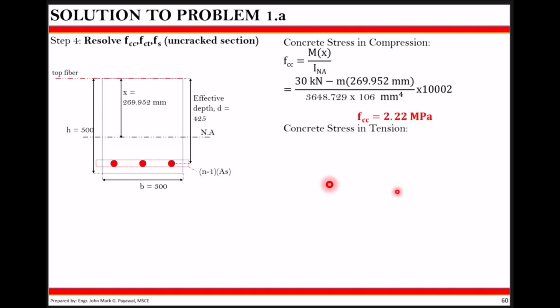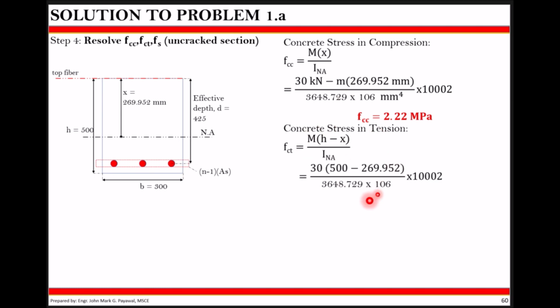Next value would be concrete stress in tension. fct is equal to M multiplied by h minus x over INA. Putting the values, this is my new equation. Again, the correction factor would be 1000 squared. This is not 1000 times 2. This should be 1000 to the second power. Putting these values and computing for fct, we would result in 1.89 megapascal.